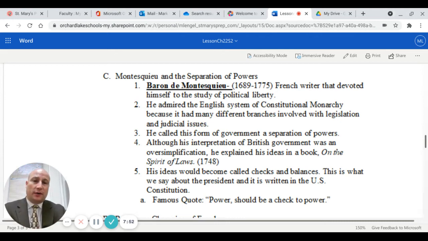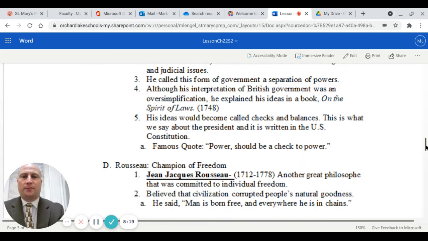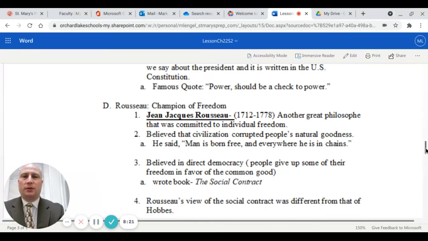Although his interpretation of the British government was an oversimplification, that's fine, he explained his ideas in a book called On the Spirit of Laws in 1748. His ideas would become called checks and balances, and this is what we say about the president, and it is written in the United States Constitution. So the president has the power to veto, whereas other governing bodies have the power to veto other acts and bills and so on and so forth. His famous quote, very good one: "Power should be a check to power." So the person who holds the real power is someone who can check the power of other individuals.